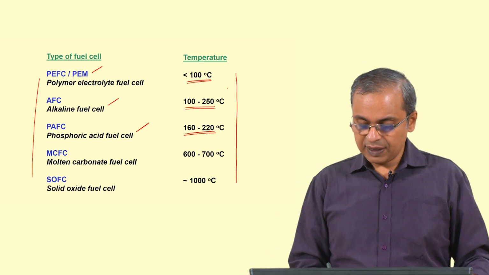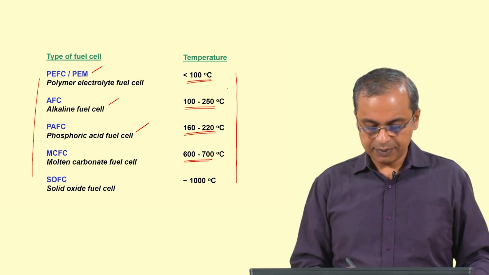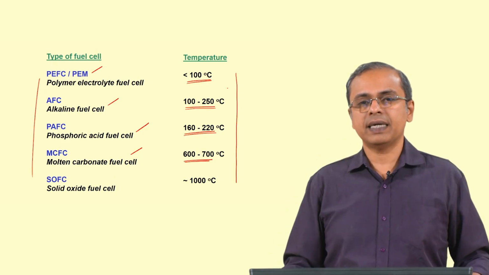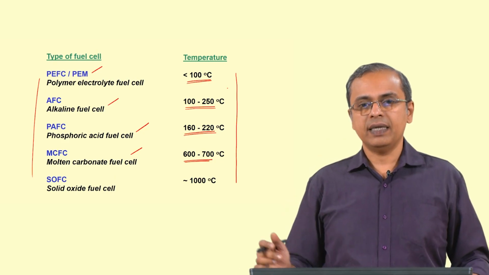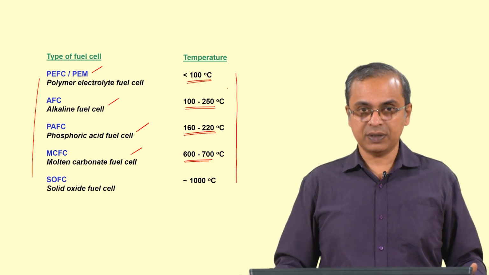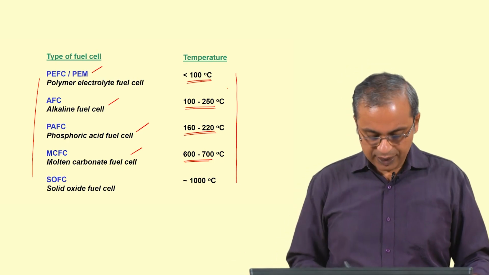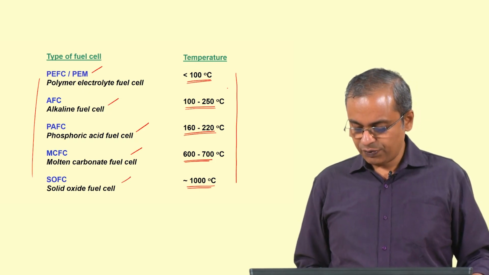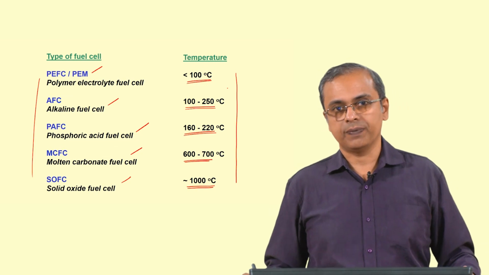If you go to 600 to 700 degrees C, there is something called the molten carbonate fuel cell, or rather, if you select the molten carbonate as your electrolyte, the range of temperatures at which you have to operate it is 600 to 700 degrees C. And finally you arrive at the solid oxide fuel cell, where you are looking at a temperature of operation of 1000 degrees C or more.